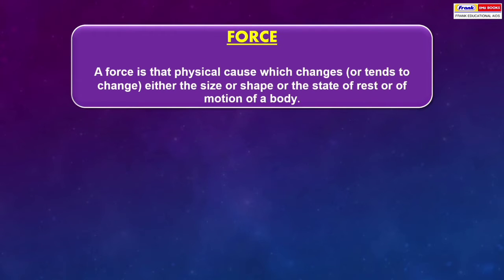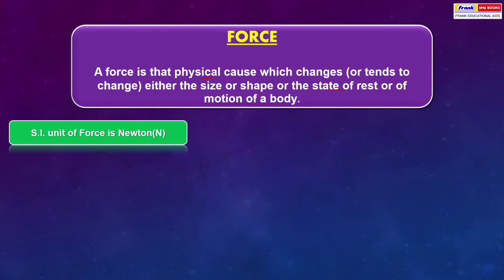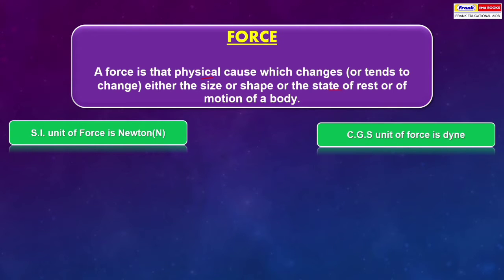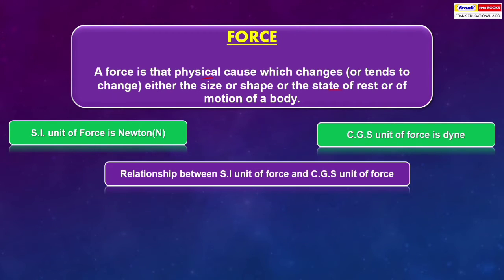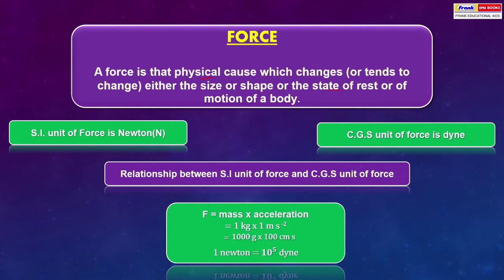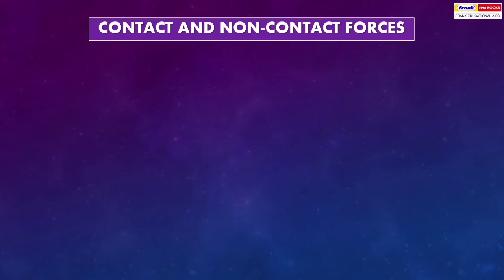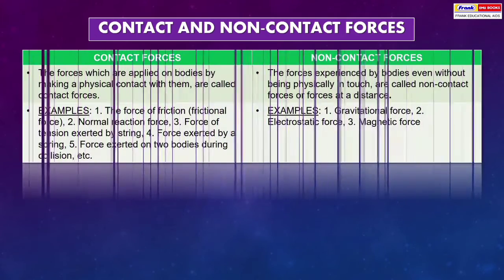What is a force? A force is that physical cause which changes either the size or shape or the state of rest or motion of a body. The SI unit of force is Newton. The CGS unit of force is dyne, and the relationship between the SI unit and the CGS unit of force is 1 Newton equals 10 to the power 5 dyne. You need to learn this because in order to convert dyne to Newton, or Newton to dyne, you need to apply that formula. Now coming to contact and non-contact forces.